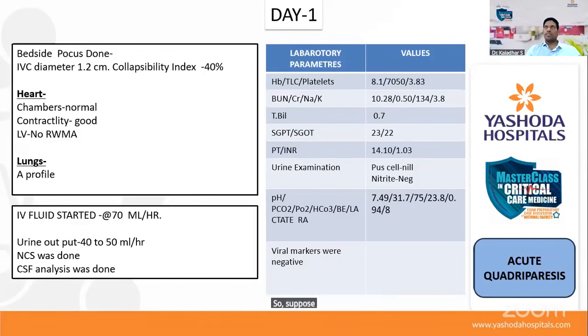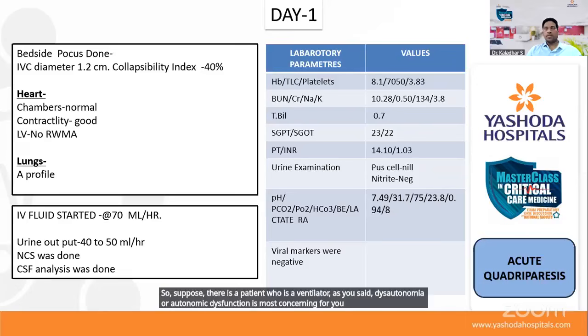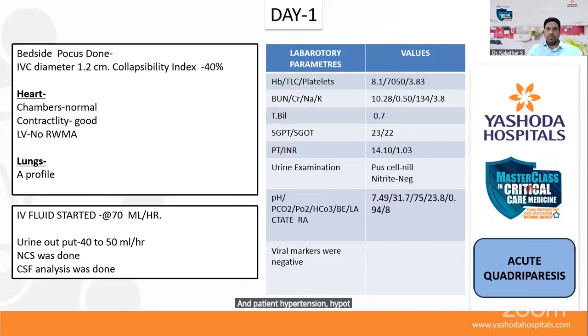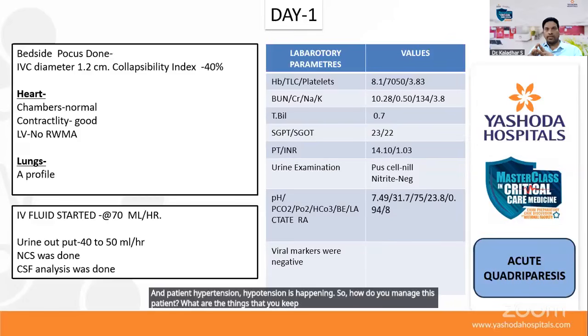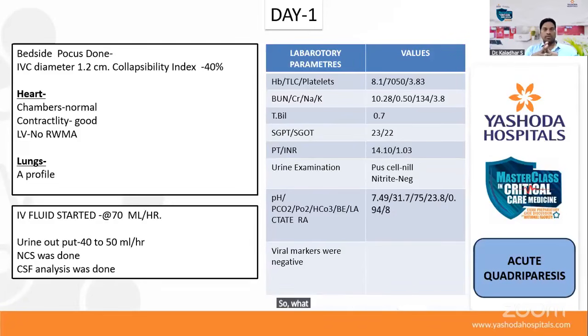Suppose there is a patient on a ventilator, and as you said, dysautonomia or autonomic dysfunction is most concerning for you as an ICU physician. This patient is having tachy-brady, the heart rate suddenly going to 180 and coming down to 50, 40, and hypotension is happening. How do you manage this patient? What things do you keep prepared and ready in the event that the patient gets worse, as they may go bad anytime? What do you keep organized?